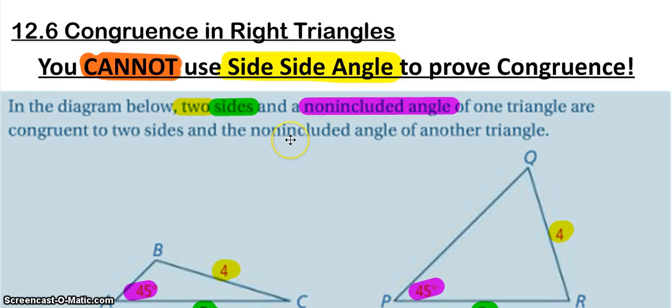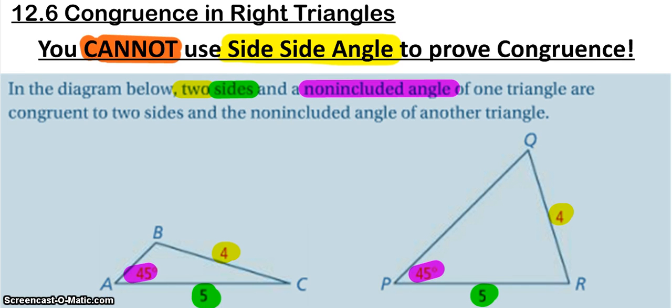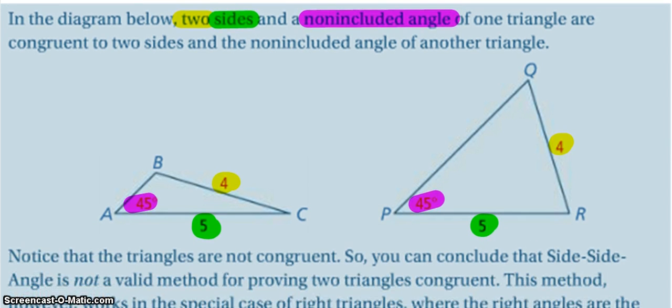Alright, welcome back guys. Today we're in 12.6 discussing congruence in right triangles, and it is very important to start off talking about how you cannot use side-side-angle to prove congruence, and I'm going to show you why right here.